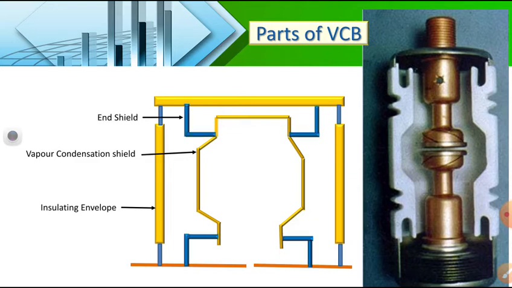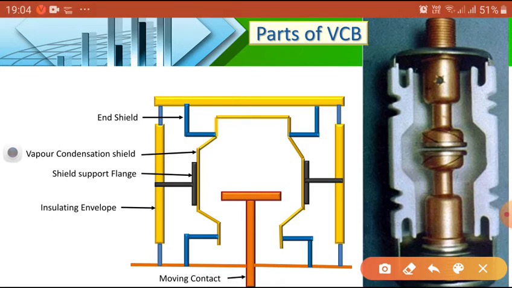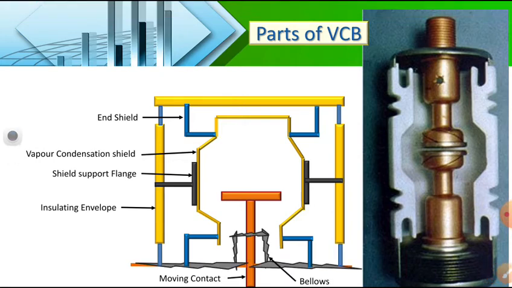Next, the end shield is supporting this sputter. Next is the shield support flanges. It will protect against mechanical vibrations also. Next is the moving contact. Here the moving contact is fixed with some moving arrangement. Not only this moving contact, it has some arrangement here. What is that arrangement? You can see it is a bellows.